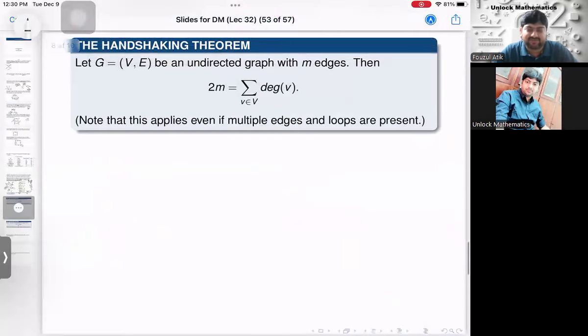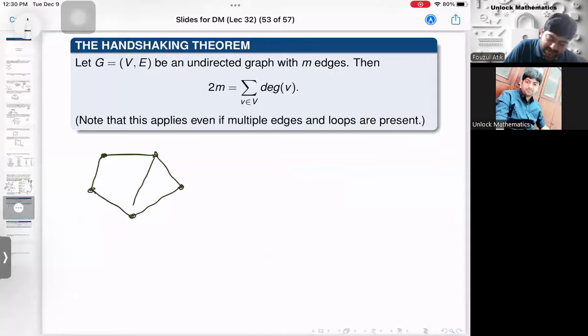Now I have a very famous theorem called the handshaking theorem. What it says: let G equal to (V, E) be an undirected graph with m edges. Then 2 times the number of edges, 2m, is equal to the sum of the degrees of the vertices. Note that this applies even if multiple edges and loops are present. Like I'm giving you one example. I'm giving you a small example, maybe a 5-vertex graph with some edges added.